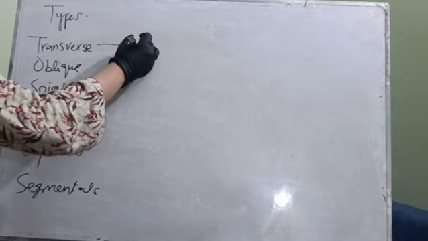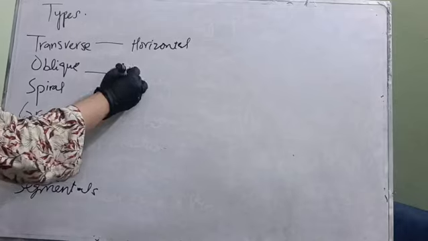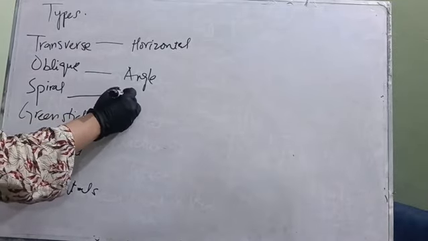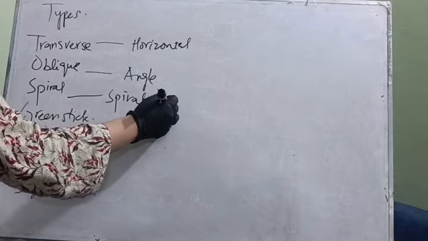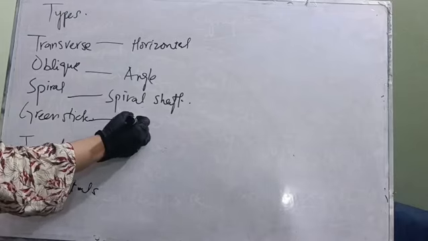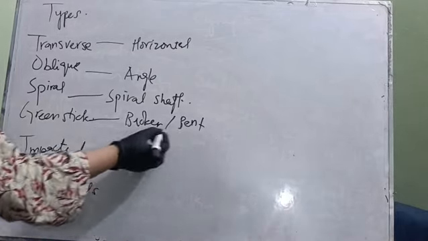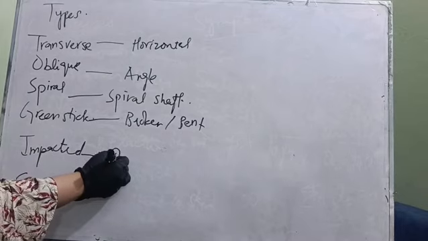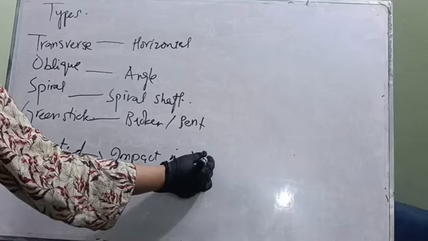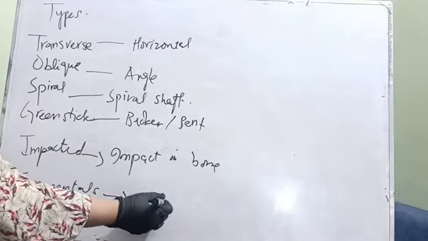Transverse is a horizontal line. Oblique is at an angle. Spiral is along a spiral shaft. And green stick is that it is broken at one end and bent at the other. Impacted is that it is impacted into another bone. And segmental is that it is broken into small pieces.